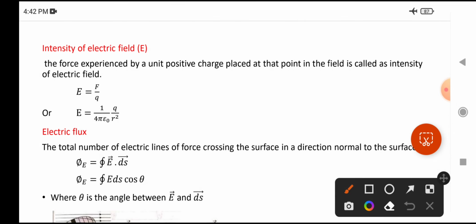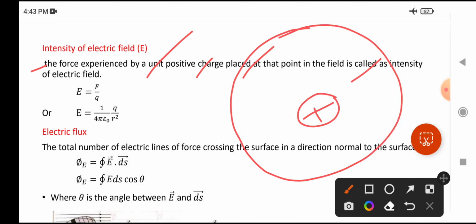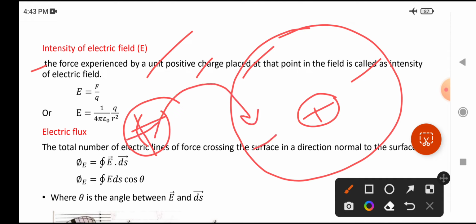Okay. Intensity of electric field means what? The force experienced by a unit positive charge placed at that point in the field is called the intensity of electric field. For example, let there be a positive charge, a group of charge, and around it, up to this region, the electric field is there. If you bring one unit positive charge, unit meaning whose magnitude is 1, and keep it inside the field, then it experiences a force. So this experienced force is called the electric field.